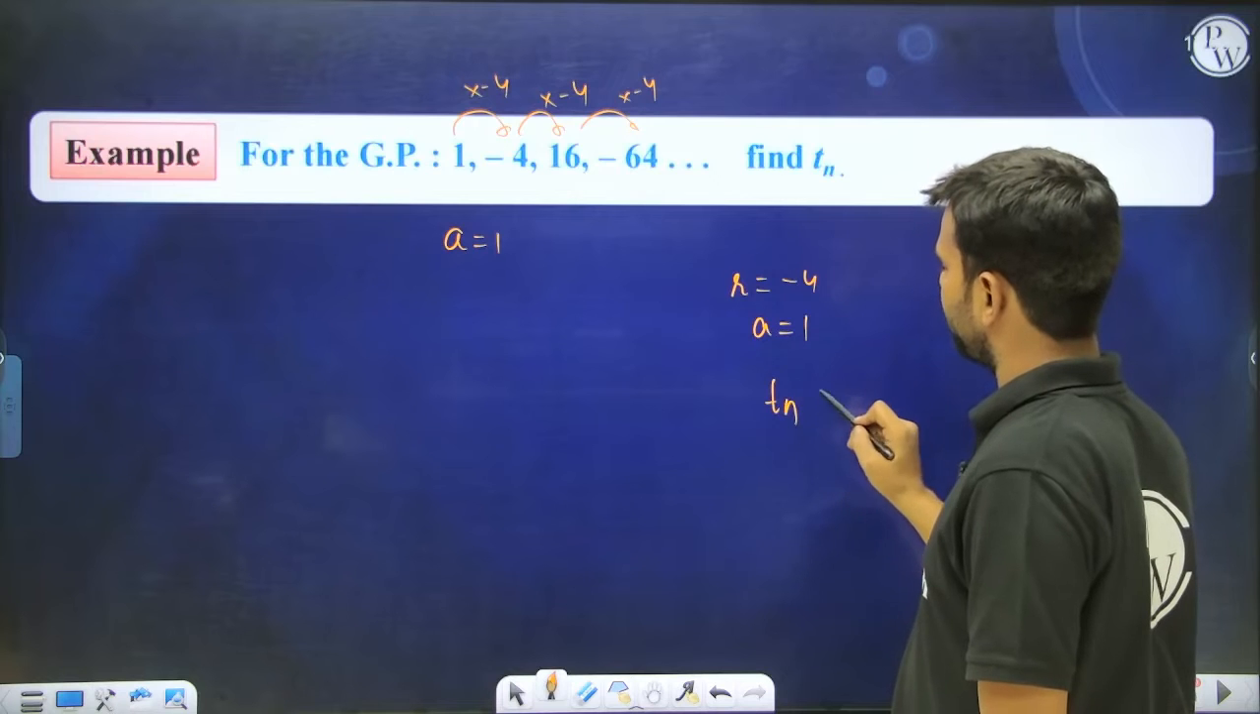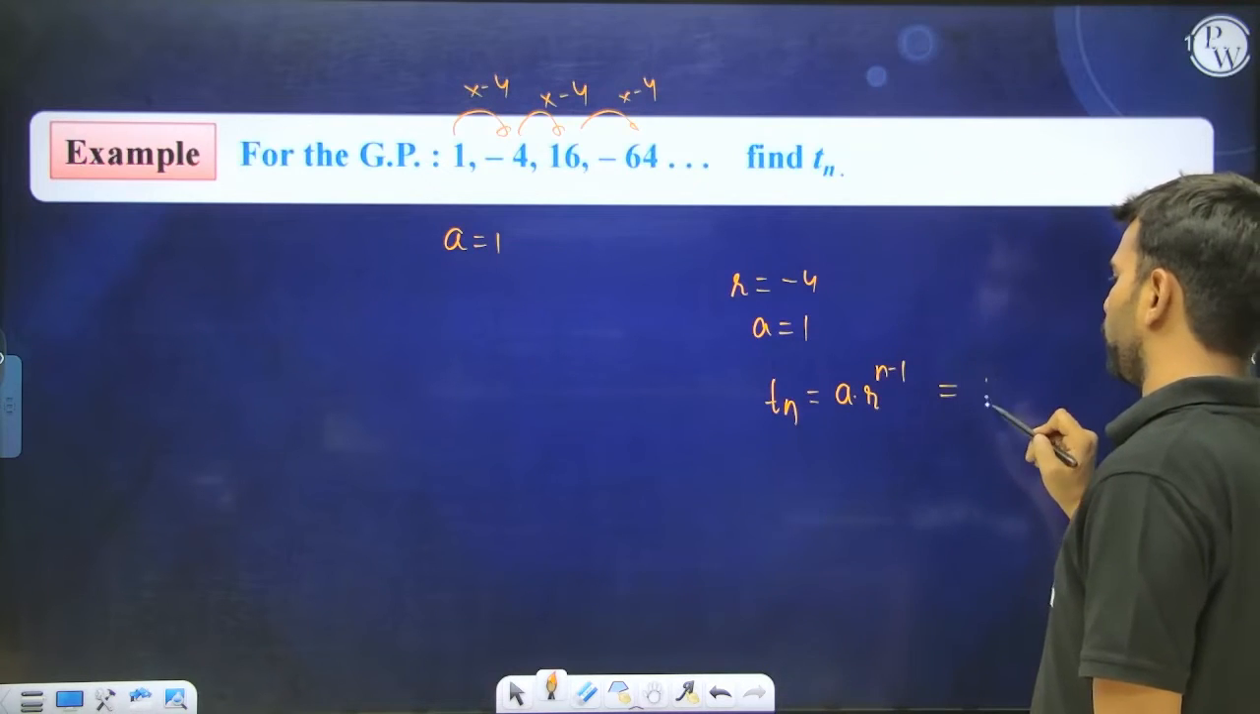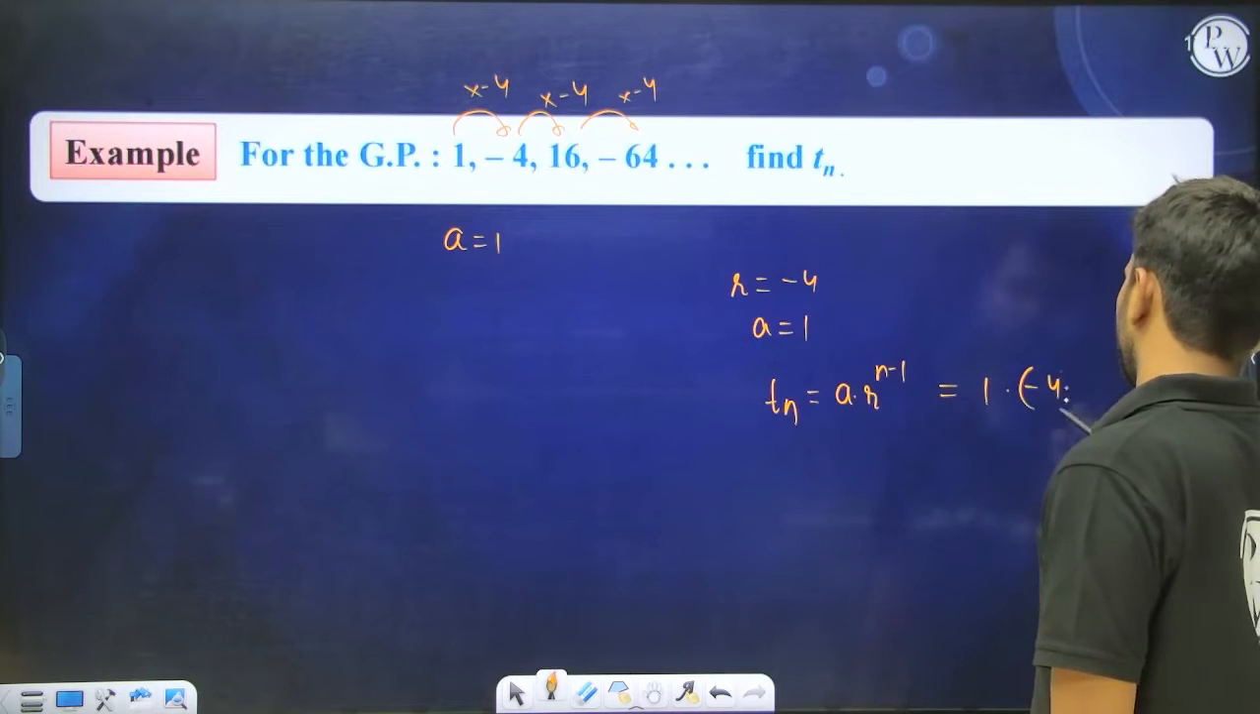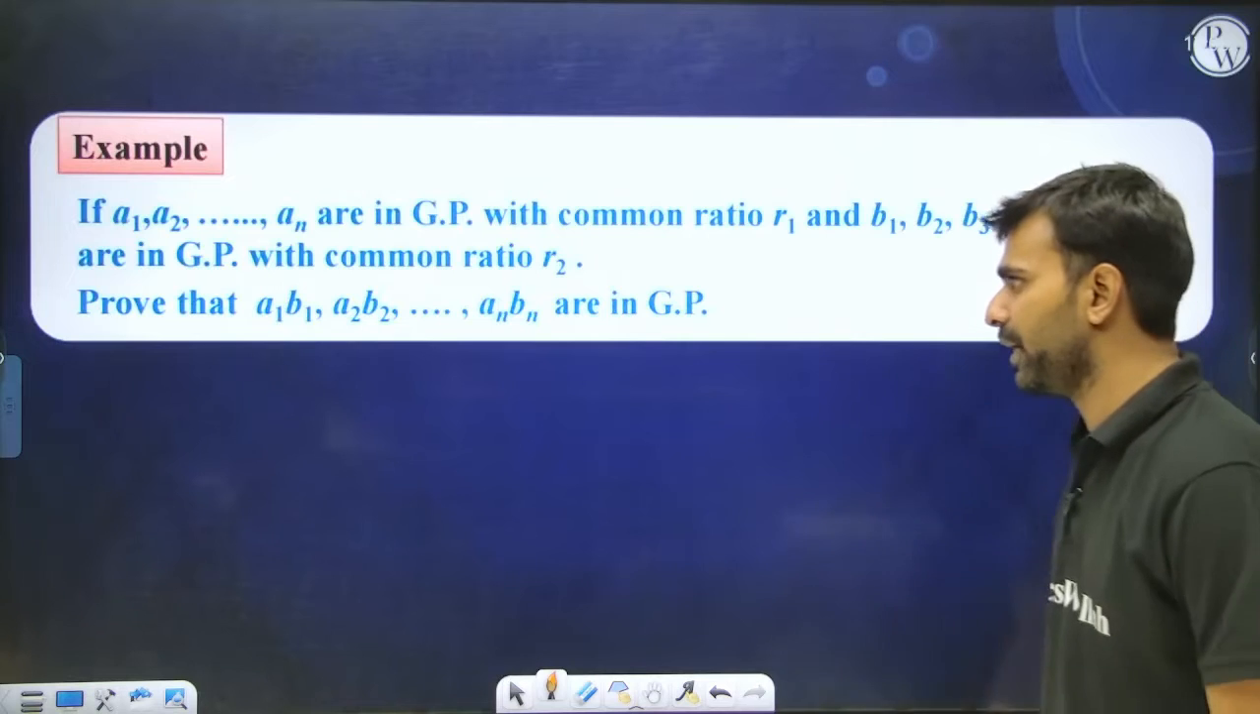So Tn, the nth term of the GP, can be written as A into R to the power n minus 1. So that will be equal to 1 times minus 4 to the power n minus 1. So this is nothing but your nth term of the geometric progression.